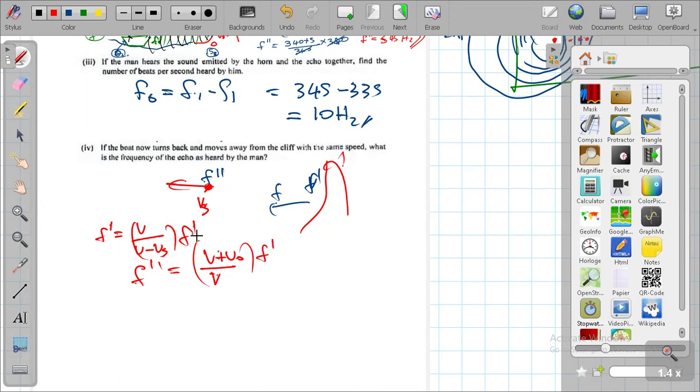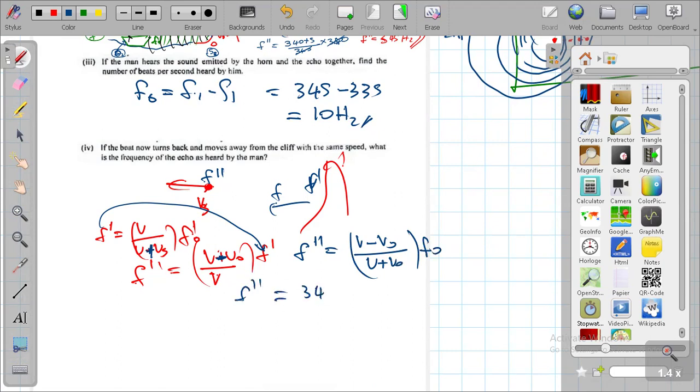Sorry, the subtraction, I made a mistake. It's moving away. I'm going to substitute this value to here. My answer for f double dash is going to be 340 minus 5 over 340 plus 5 times 345.